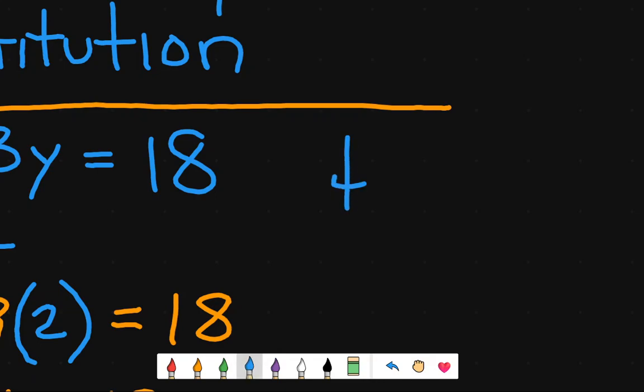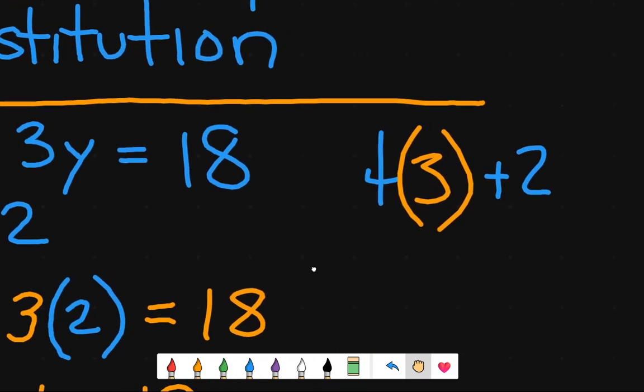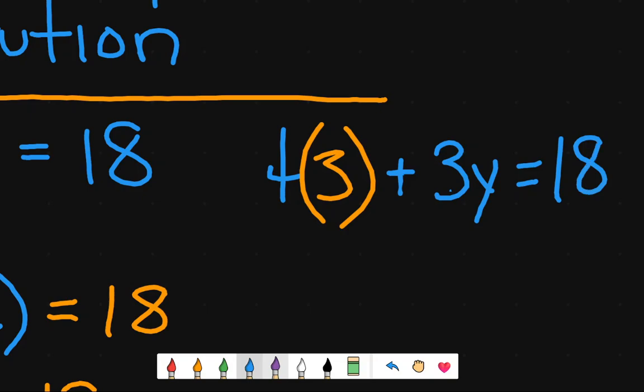So 4 times 3 plus 2y, or was it 3y? We'll check that there. Yes, 3y. So we don't want to make that mistake and put the wrong number. So it'll be 3 times y, and that will be equal to 18.